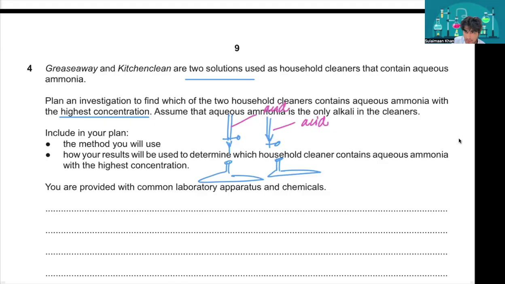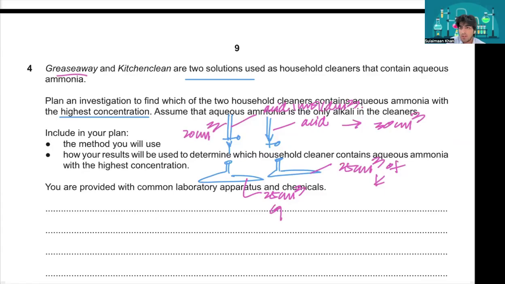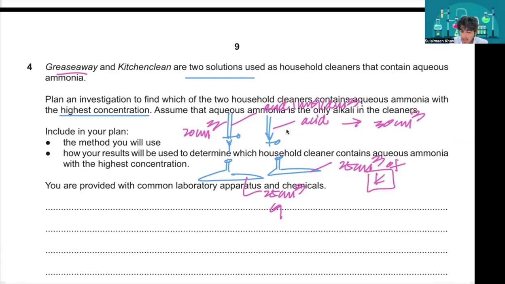Let's suppose I'm going to add 1 mole per dm cube of sulfuric acid. In this case, in the conical flask, I pipetted out 25 cm cube of A, which I'll call the Greaseway one. And the Kitchen Clean is going to be, let's suppose, 25 cm cube of Kitchen Clean. That's G. And then let's suppose in one case, 20 cm cube of acid was used, and in the other case, 30 cm cube of acid was used. Which one is more concentrated? Which one required more acid? The sample that required more acid. Yes, B, this K right here, K is more concentrated.